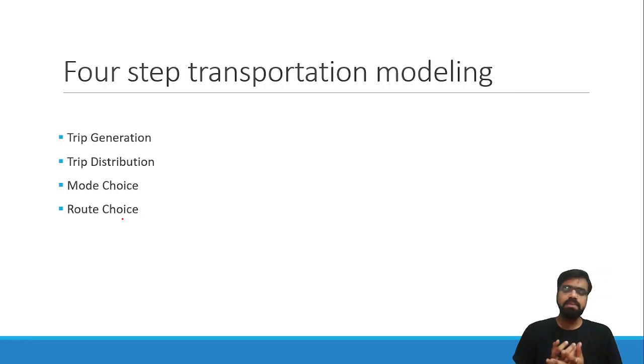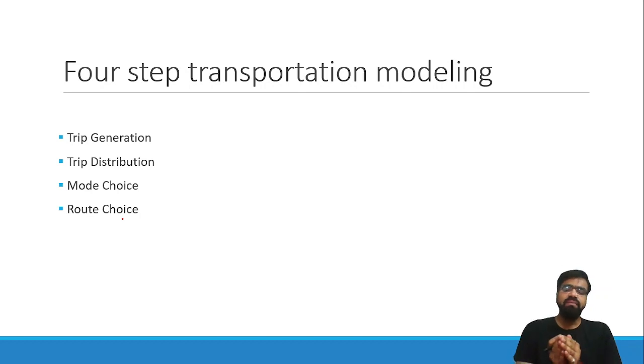So how many trips are being generated? What is the distribution of those trips? What mode choices do they have? What routes do they follow? So this gives you a very simplified, very exact value to model. But it is very difficult to have trips from each and every particular household.